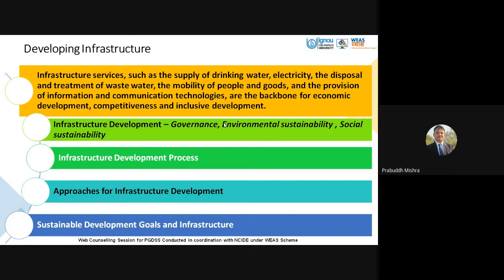So the southern part, or you can say the southern hemisphere, which is relatively poor and whose per capita income is very low, is suffering from lots of issues pertaining to infrastructure. Forget about sustainable infrastructure. The whole African region and the Asia Pacific region are suffering from a lack of infrastructural development.